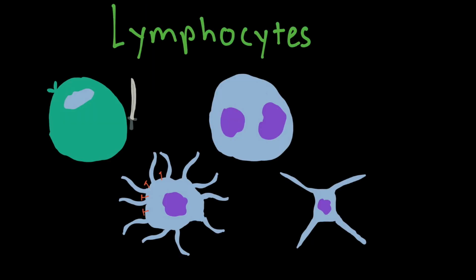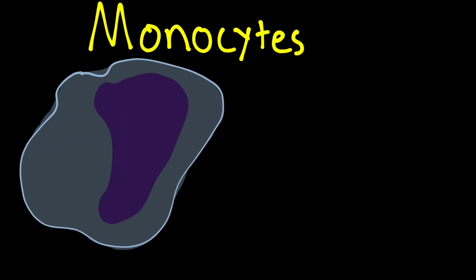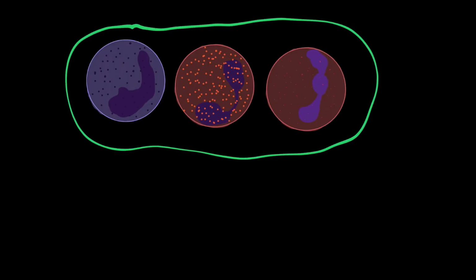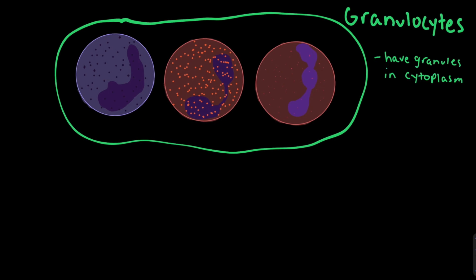The fourth includes lymphocytes, which we discussed in part 1, and the fifth type of leukocyte includes our monocytes. Monocytes are created in the red bone marrow, as we discussed, and mature into macrophages once they enter the bloodstream. One thing to note is that neutrophils, eosinophils, and basophils are part of a group known as the granulocytes, which are cells with small granules in the cytoplasm.